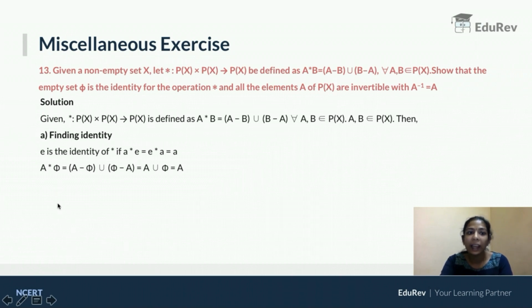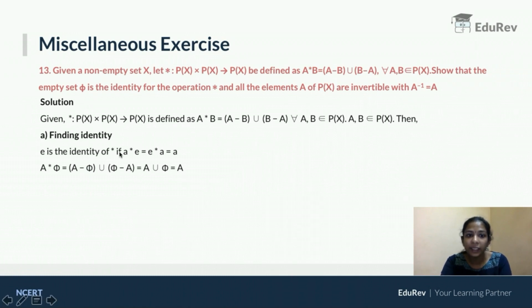So I am taking E as null set, A as a set which belongs to the power set P of x. So what will that be? A star phi is nothing but, I am simply replacing B with phi, the null set: A minus phi union phi minus A. So what is A minus phi? From A, if you are removing nothing, the value will be simply A. And phi minus A will be simply phi, because phi represents the null set. From the null set you can't remove anything, right? So A union phi. What is A union phi? That will be simply A.